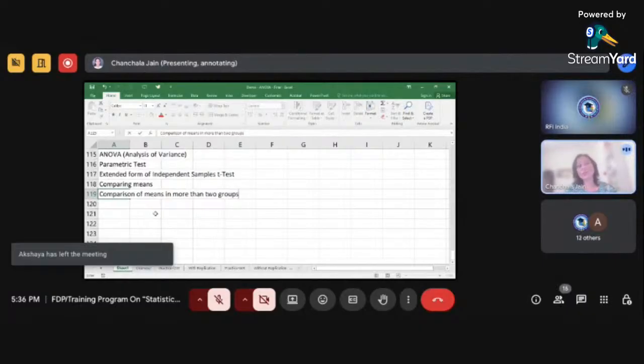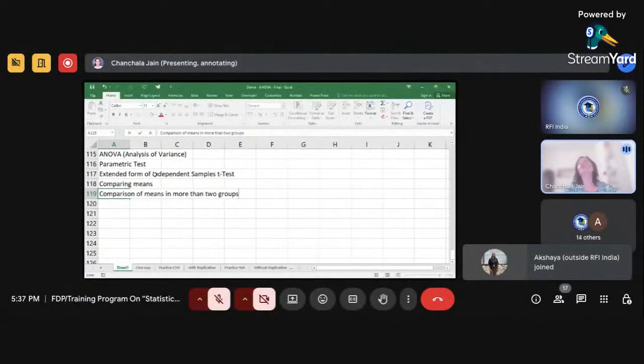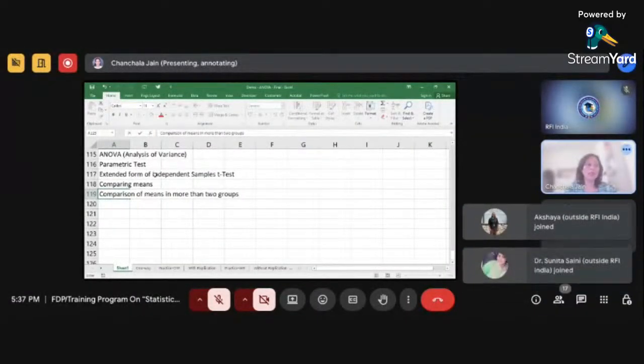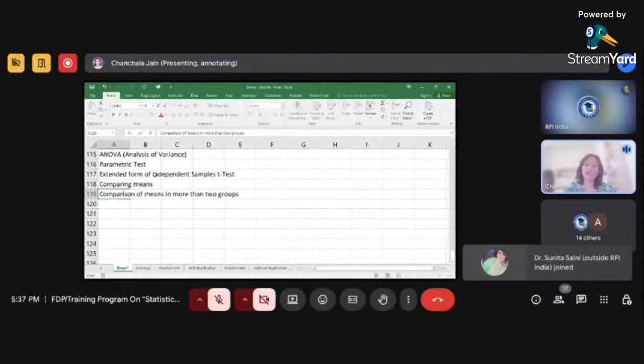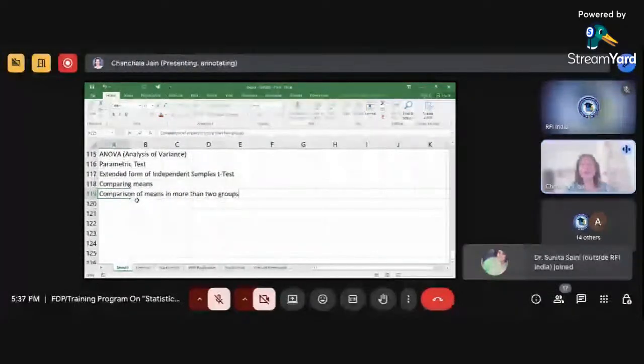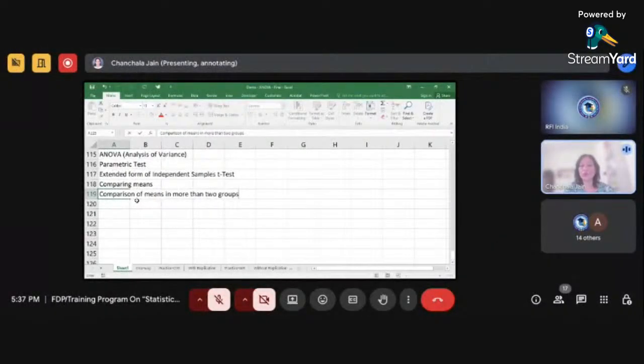I think we understood yesterday itself that independent sample t-test can compare the mean of two groups. But what if you are having more than two groups? If you are having more than two groups in your categorical variable, previously you need to decide in which two groups you want to compare the means. But if you want to compare all the groups together, the next choice is ANOVA, right? So if you are having more than two groups in your categorical variable, we will go for ANOVA over the independent samples t-test. Is it clear?